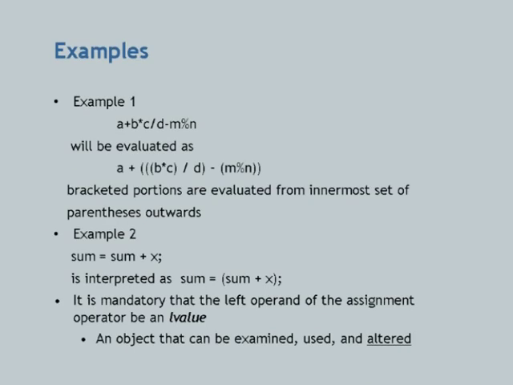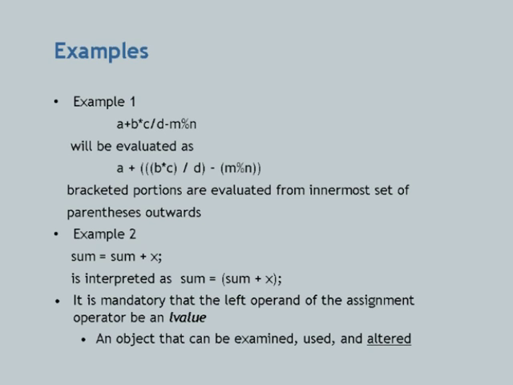X is equal to y plus x, or x is equal to y plus z. X is equal to y is also an expression. What is the value of such an expression? Whatever is the value which is assigned to the left hand side. Why doesn't the compiler then take it to be like this? It is interpreted like this, but not as anything else.